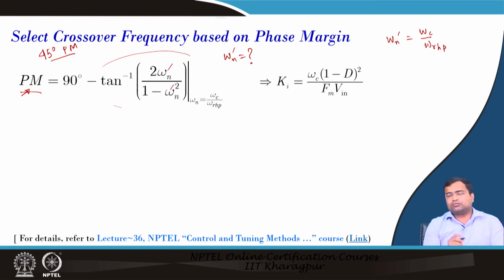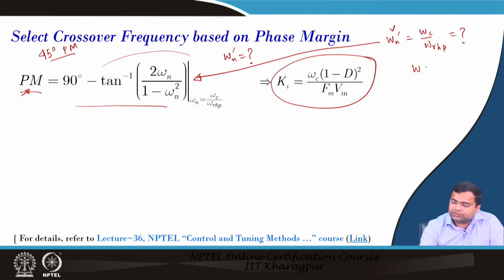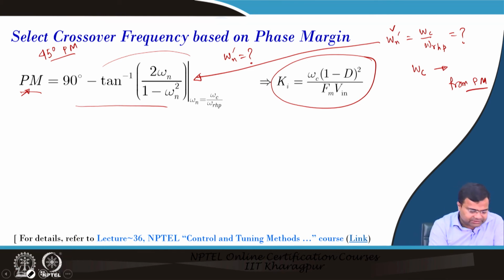I am writing dash here, because omega n is just a frequency; it is already written here, because we have written omega n equal to omega RHP. In this case omega n dash is nothing but omega c by omega RHP, and that you can find from this expression. Once you find that, you substitute, and then you will get what is my Ki. From this equation, omega RHP is known. So omega c will be computed from the phase margin, I will not say known, it is computed from the phase margin. Once it is computed, you have to plug it in here and find the integral gain.